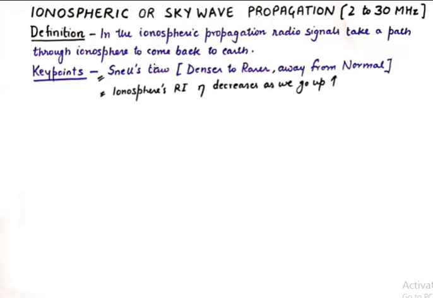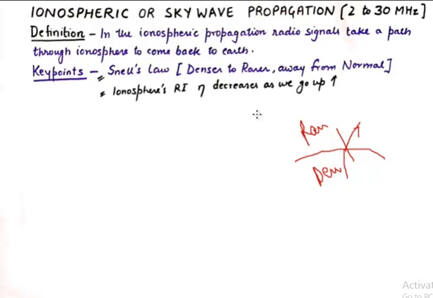The first key point is Snell's law. It says that if a wave goes from a denser to a rarer medium, it bends away from the normal. You need to be aware of this law: when we go from denser to rarer medium, if we send a wave at some angle, it'll deviate away from the normal, and the reverse of that is true also. If we go from rarer to denser, it'll bend towards the normal.